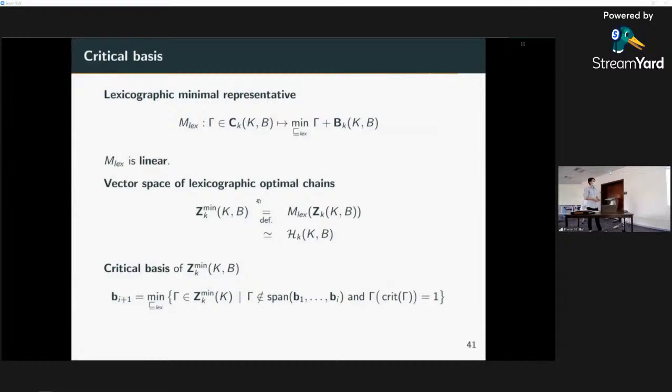Recursively, we look at the optimal lexicographic chain which is not in the span of previous elements of the basis, and we add this criteria on. So crit of gamma is the maximal support in the support of the chain, and we add this condition to create a canonical basis. So the first element of this basis will be the smallest non-zero chain in ZK-min, and for instance, the second will be the one that is the smallest that is not in the span of the first.